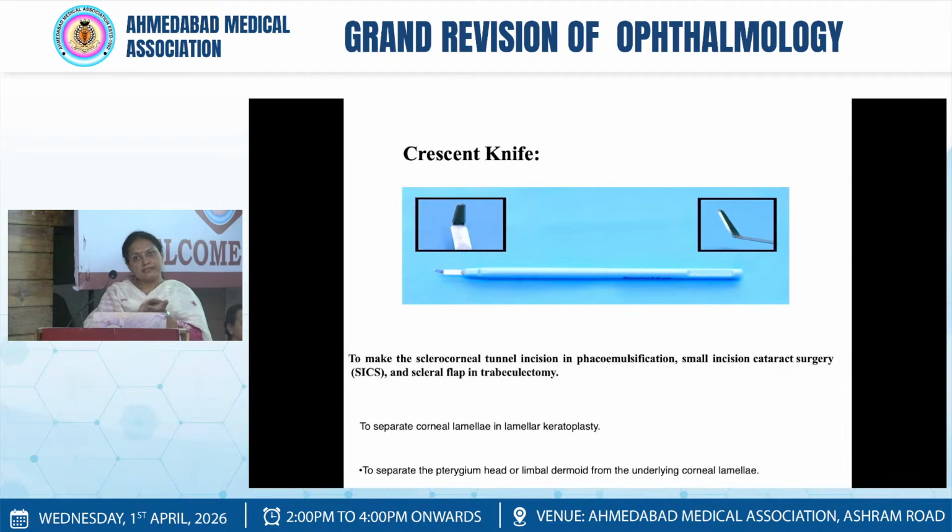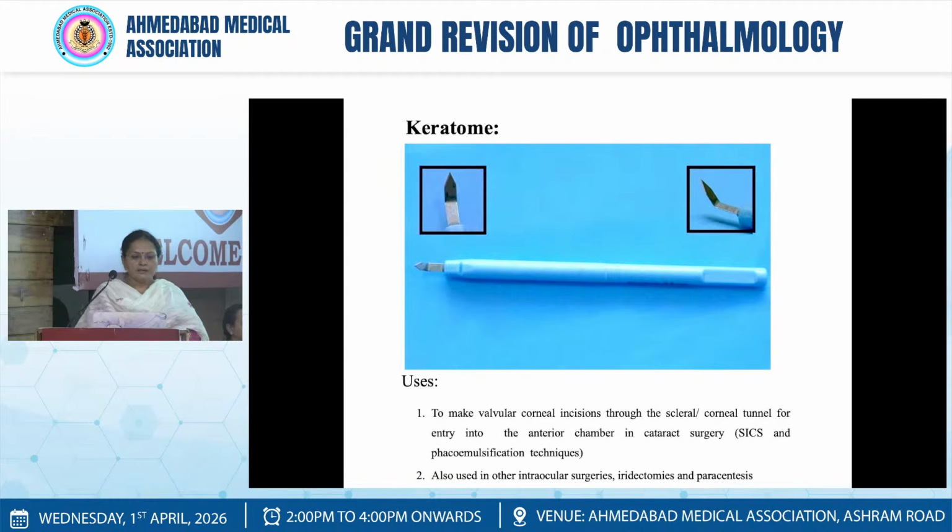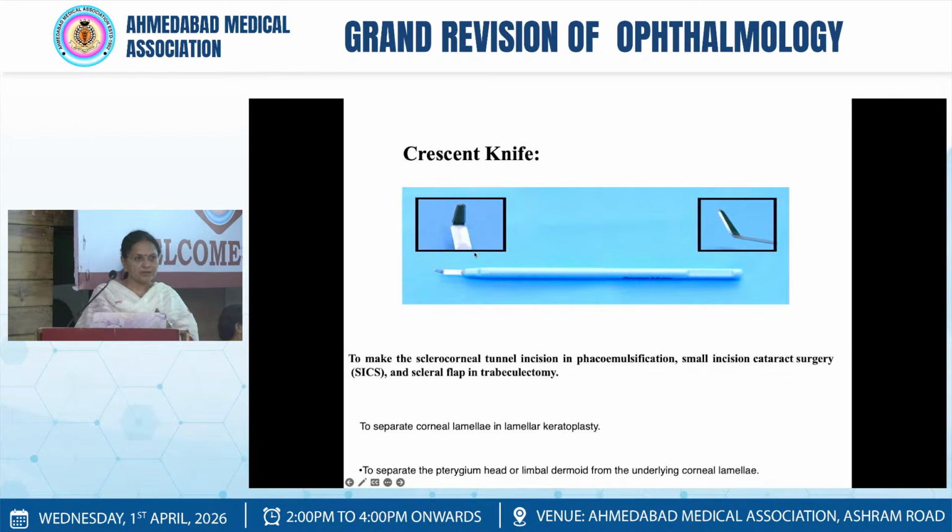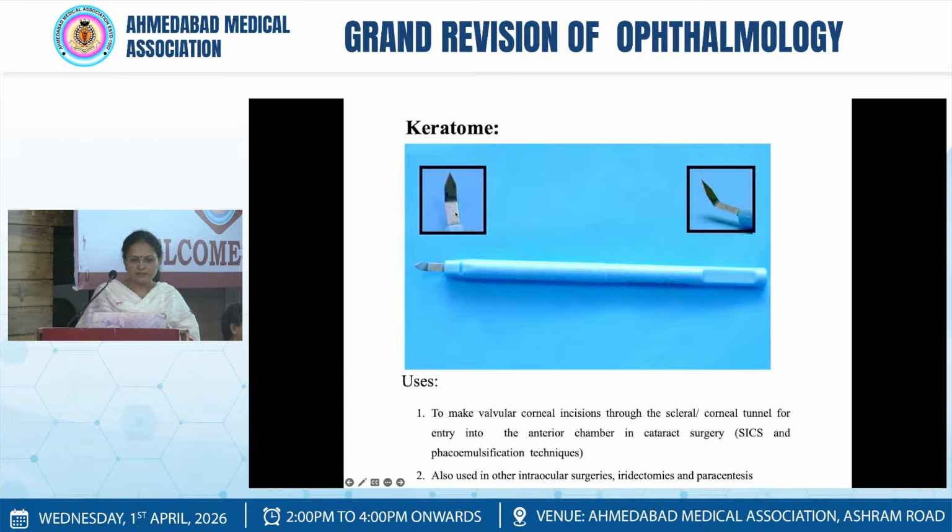So for SICS and trap and other things, while doing pterygium surgery, suppose pterygium has already encroached on the cornea, you have to dissect from the corneal part, right? So for that you need the crescent knife. Then the keratome. So you have to differentiate between the crescent knife and keratome. In the keratome, can you see this sharp tip? Like this, sharp tip. And this crescent, there is no sharp tip, right? So this is the difference between these two.